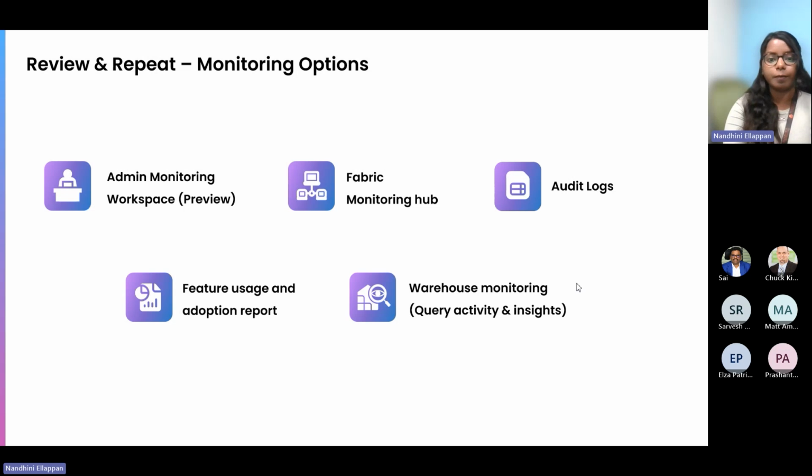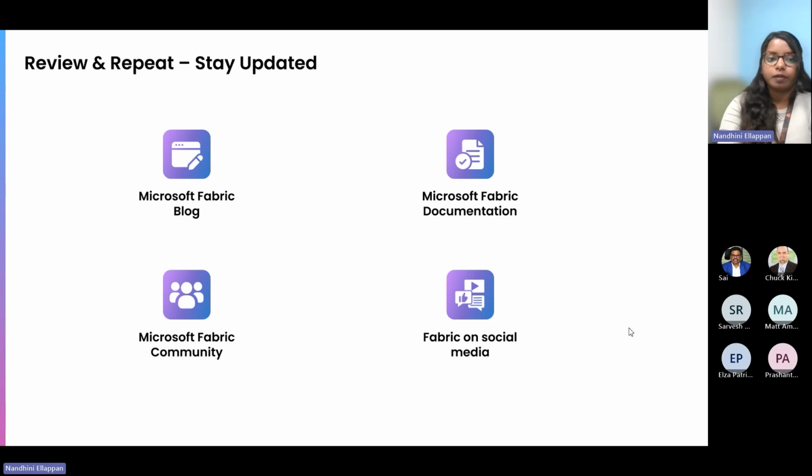And the second one is the Fabric Monitoring Hub, which offers like a comprehensive view of the system performance and the health. Audit logs is going to be your usual audit logs where you track the user activities and the system events. And we have a new report from Fabric, which is called the Feature Usage and Adoption Report, which provides you an understanding of how different features that we discussed previously are being utilized. And this can help you identify which features are popular among the users and which ones may need more attention or improvement. And finally, we have the warehouse monitoring tool in place, which helps you monitor the query activity and insights as well.